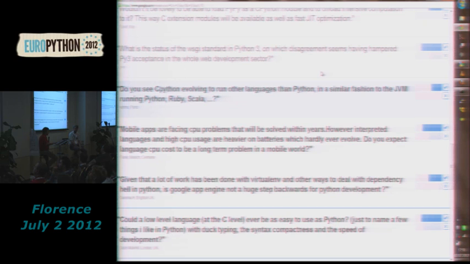Do you see CPython evolving to run other languages than Python in a similar fashion to the JVM running Python, Ruby, and Scala? So I guess it's about the CPython virtual machine. Yeah, there is no such thing. So no, that's not at all what we care about. Even though Python has something called bytecode and Java has something called bytecode, we developed those terms independently, or we probably borrowed them both from the same ancestor. I think there was something called bytecode in some Smalltalk implementation. We use bytecode in a very different way.